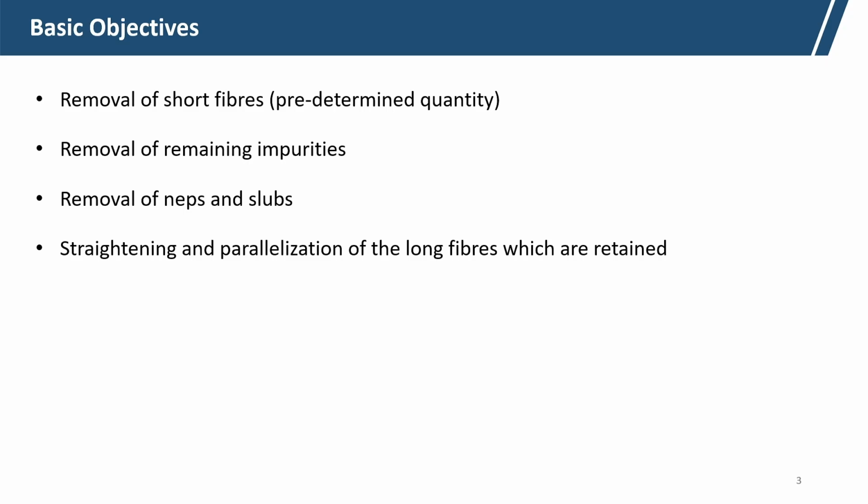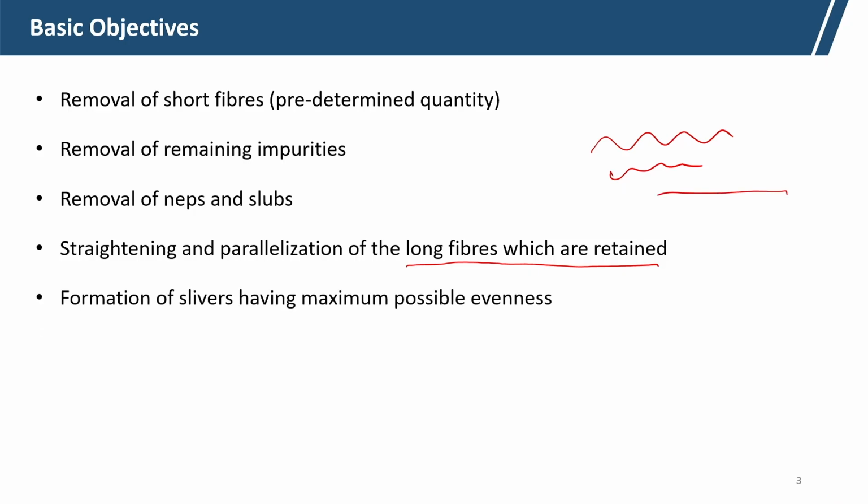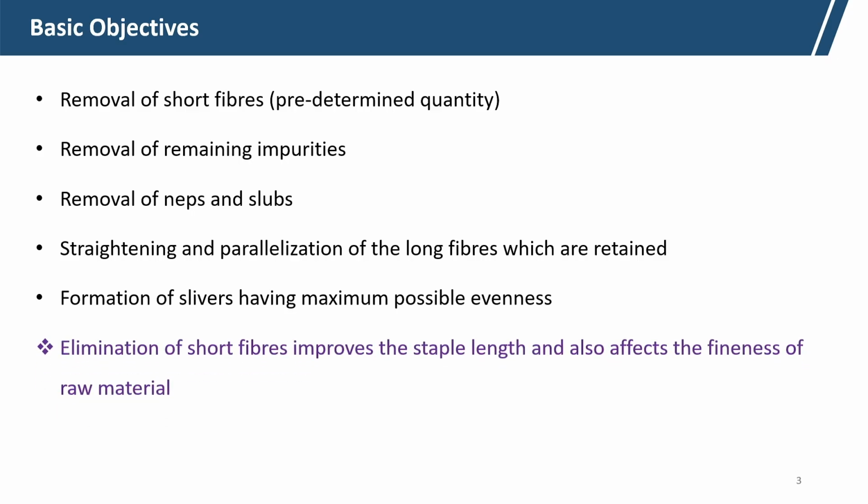Straightening and parallelization of the long fibers which are retained. So, fiber parallelization and straightening takes place. Fiber sometimes comes in the bulk form, buckled form. So, this buckling can be straightened out. Formation of sliver having maximum possible evenness. So, these are the basic objectives of the comber, but the main objective of the comber is the elimination of short fiber.